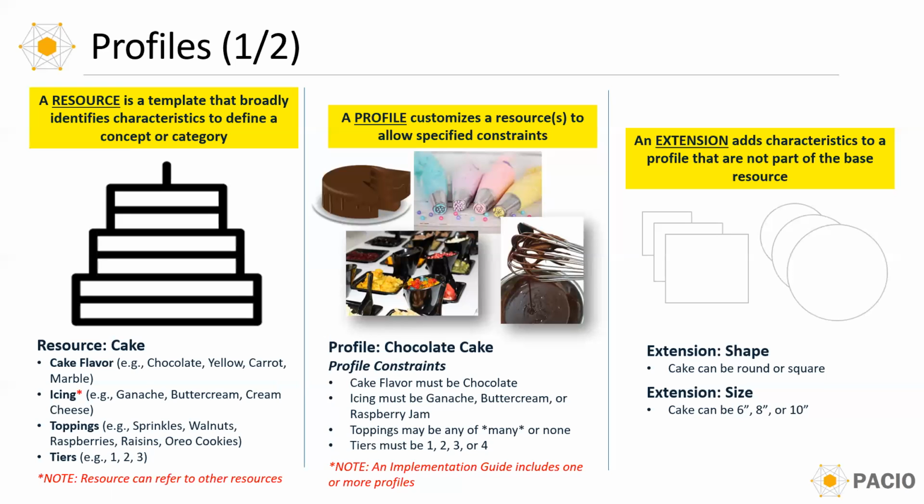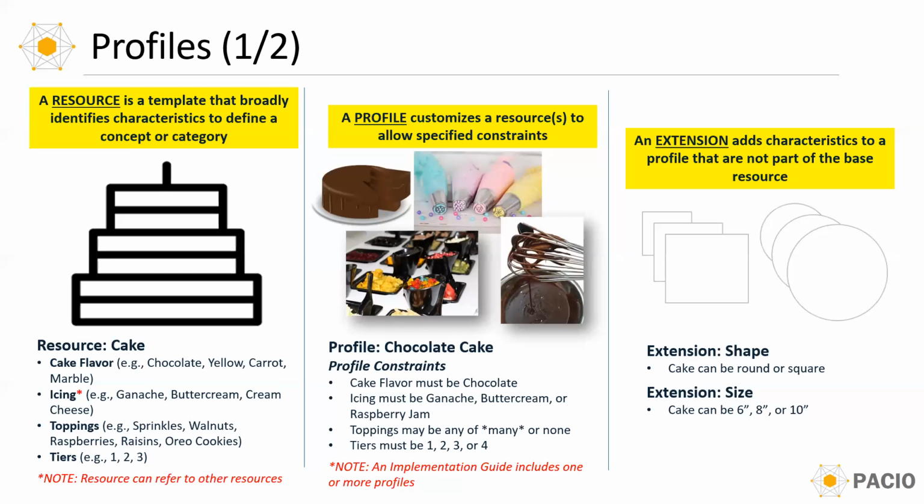So back to our baking analogy. A resource is a template that broadly identifies characteristics to define a concept or category. So in our baking example, one resource might be cake. Cake consists of cake flavor, which could be described as chocolate, yellow, carrot, marble, etc. Icing, which could be ganache, buttercream, cream cheese, toppings such as sprinkles, walnuts, raspberries, raisins, and Oreo cookies, and number of tiers, 1, 2, 3, etc.